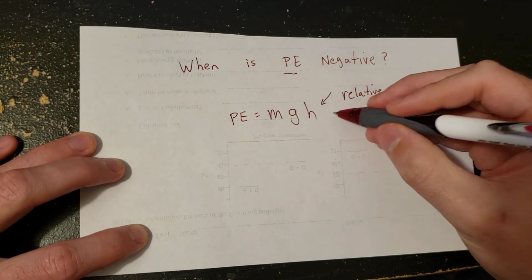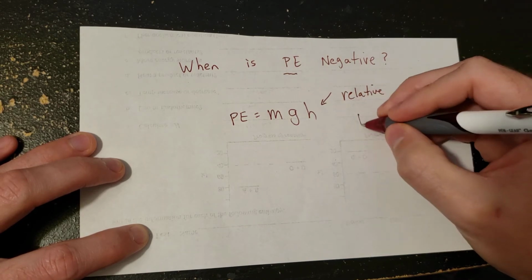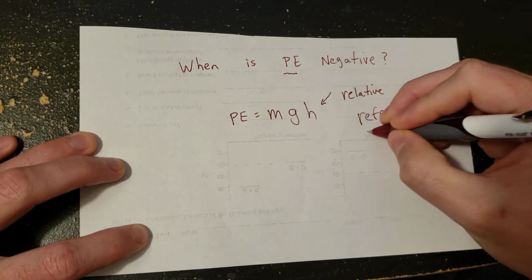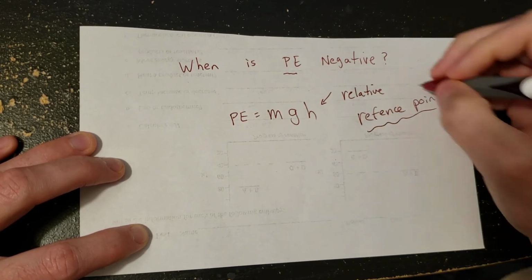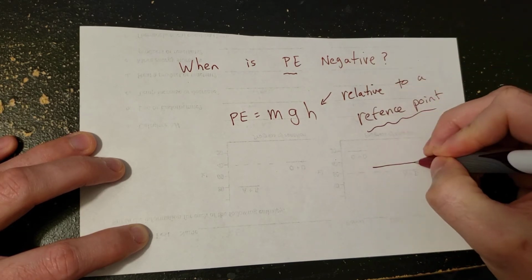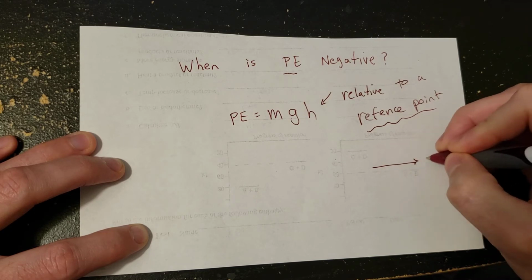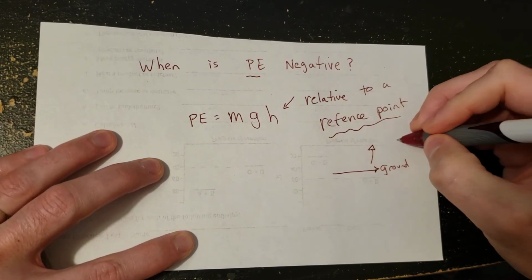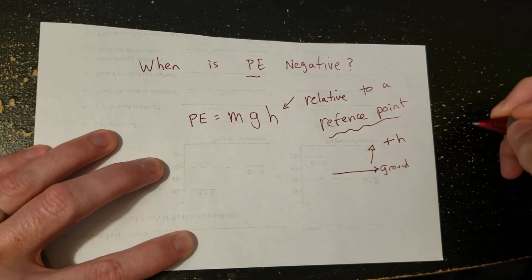So because height is relative, because we're setting a reference point, remember we spent a lot of time this year talking about our frame of reference, it's relative to a reference point. So if my reference point is the ground, which is the most common thing, right, then typically we lift objects above the ground, and so they have a positive height.